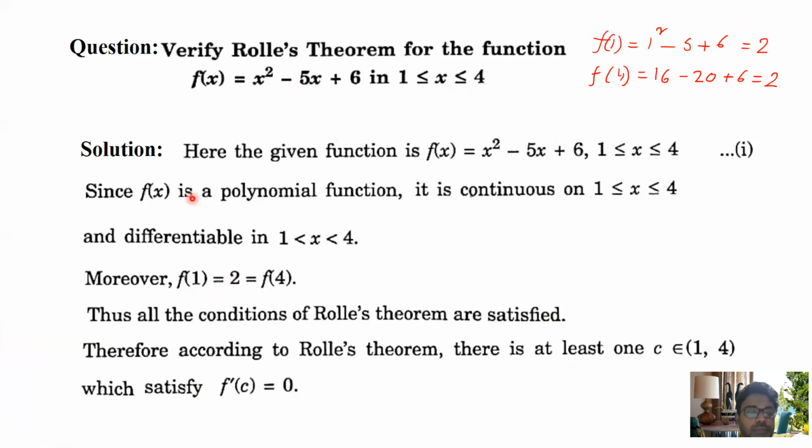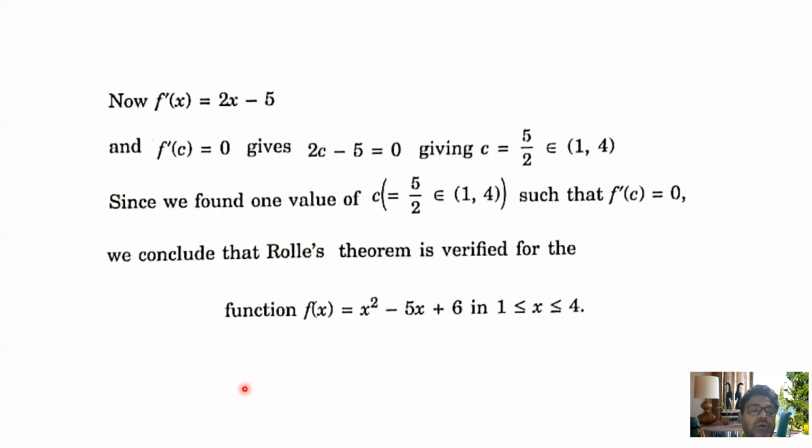Okay. So therefore, all conditions of Rolle's theorem are satisfied. Therefore, according to Rolle's theorem, there is at least one c belonging to (1, 4) which satisfies f dash c equal to 0. Now what is your f dash? f dash x equals 2x minus 5, and f dash c equal to 0 gives you 2c minus 5 equal to 0. That is c is equal to 5 by 2. 5 by 2 is 2.5. 2.5 belongs to (1, 4).